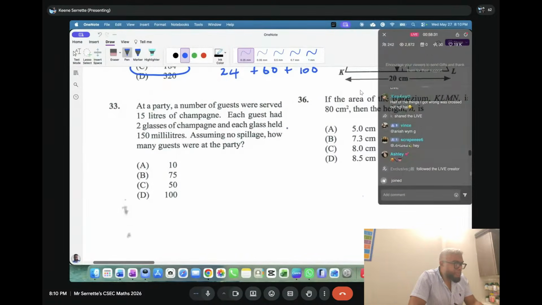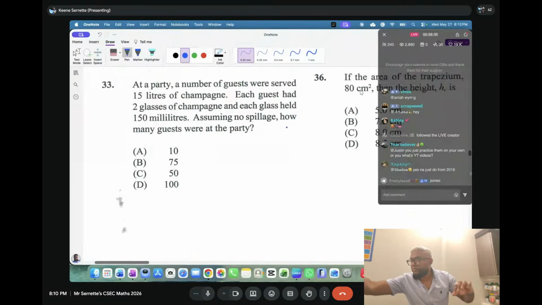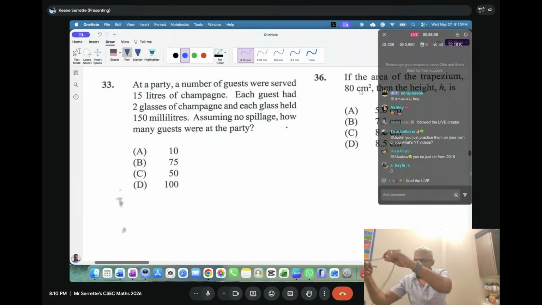There you go. At a party, a number of... Hold on, I just patch it down.